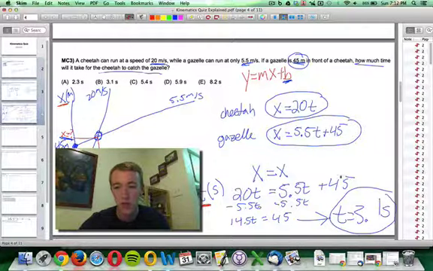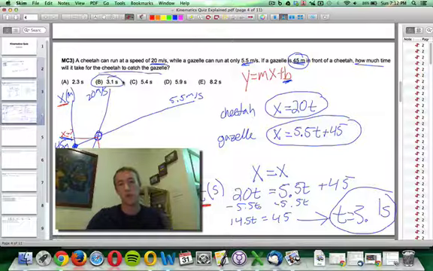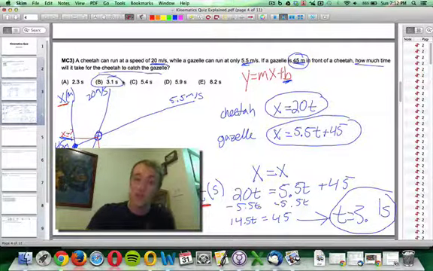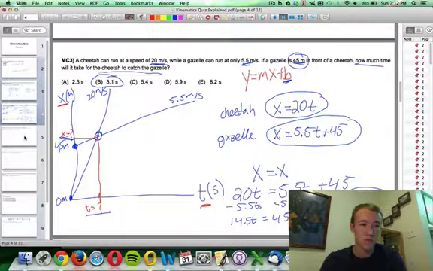I always have the units on there, circle my answer. So answer here is B, 3.1 seconds. That means at 3.1 seconds, the cheetah and the gazelle will be at the same position, okay? Or the cheetah's caught the gazelle. Good work. All right, let's move on to number 4.